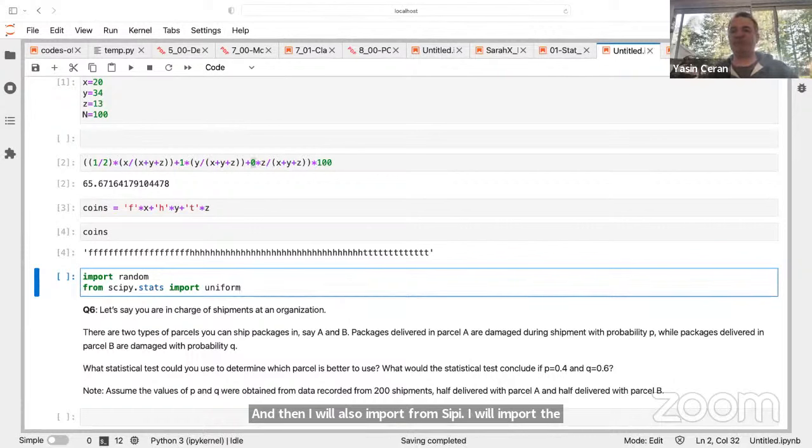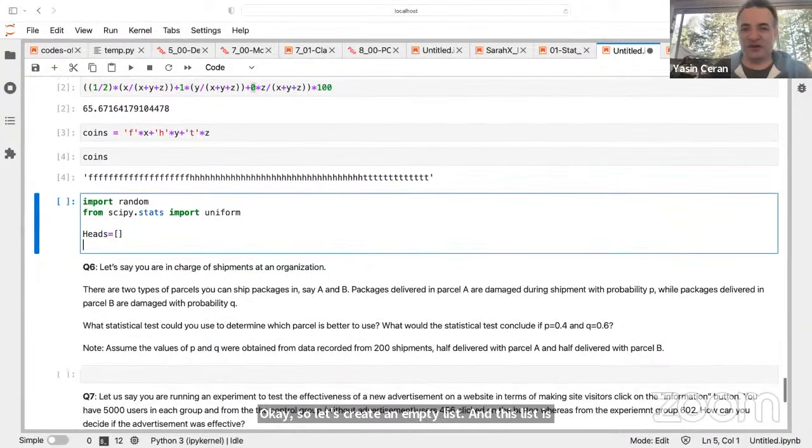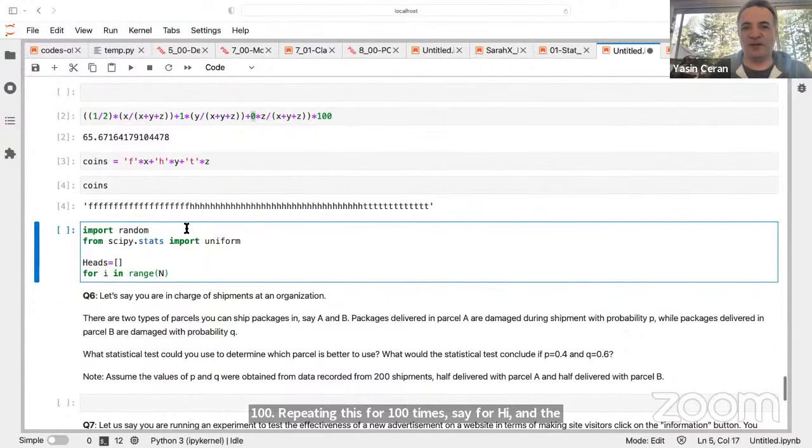There is a reason why I'm picking the uniform distribution. If you saw the previous sessions, we tried to explain that, and I'll try my best to explain it here too. Let's create an empty list, and this list is going to be holding the heads. If it is head, it's going to be held in this list. I'm going to repeat this 100 times, so for i in range of n, where n is 100.